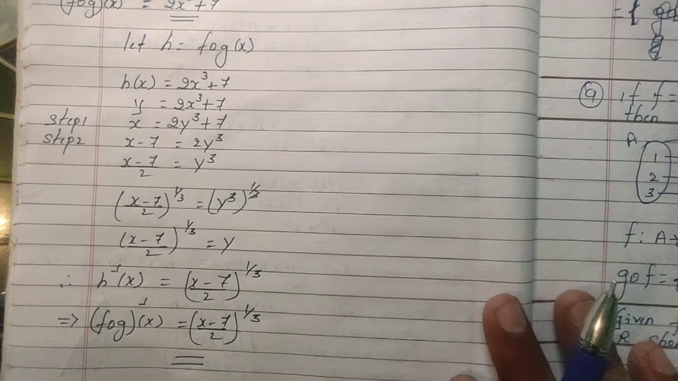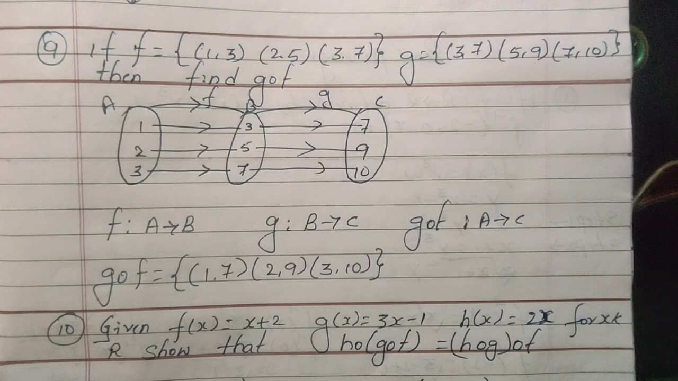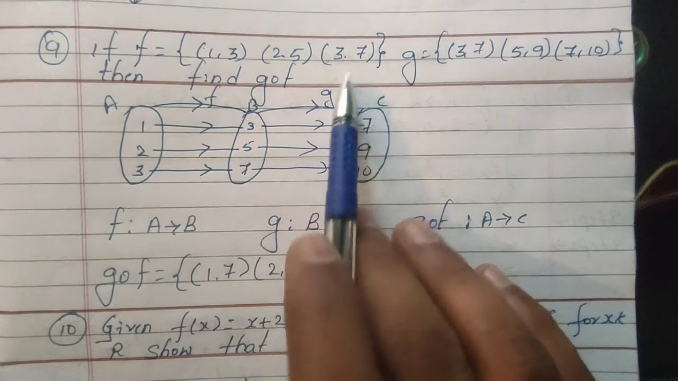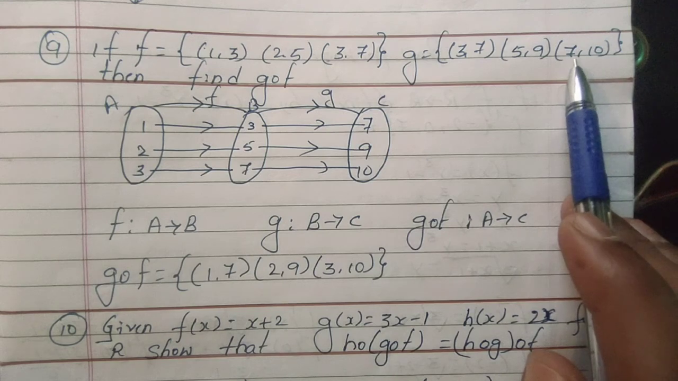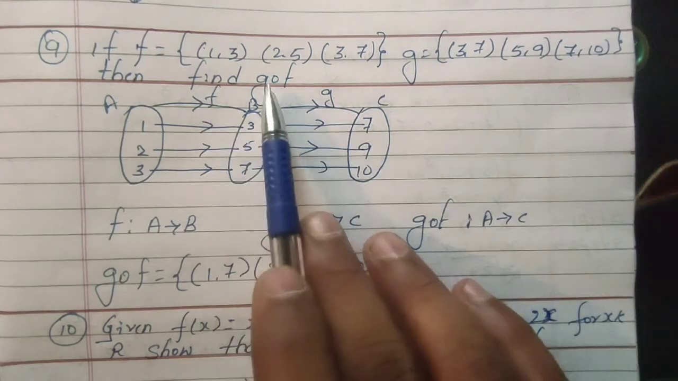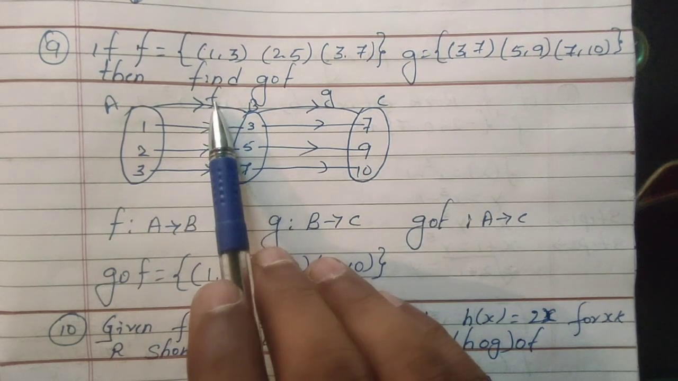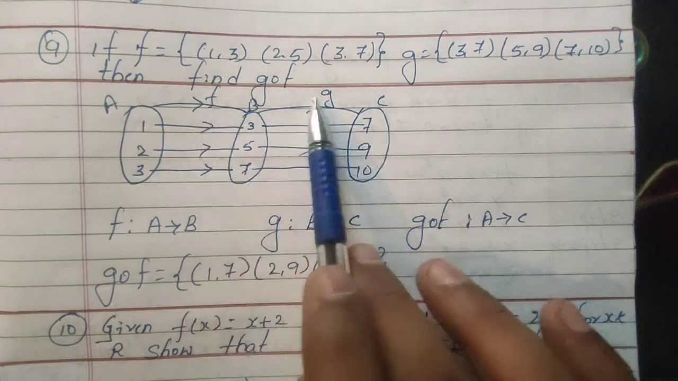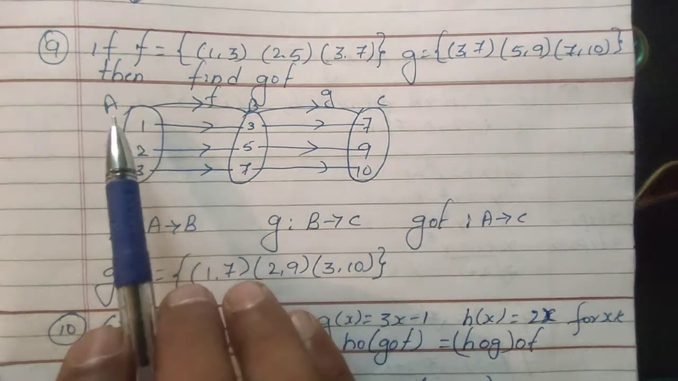Okay, now next question. Here the function f is 1 comma 3, 2 comma 5, 3 comma 7. g is 3 comma 7, 5 comma 9, 7 comma 10. Then find g o f. Recall f is a function from a to b, g is a function from b to c. When you combine these two functions, that is denoted by g o f, a direct relation from a to c.